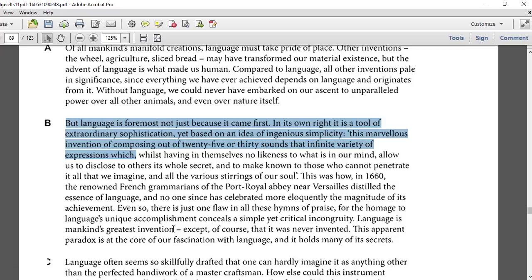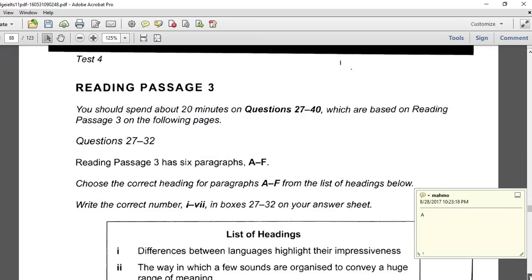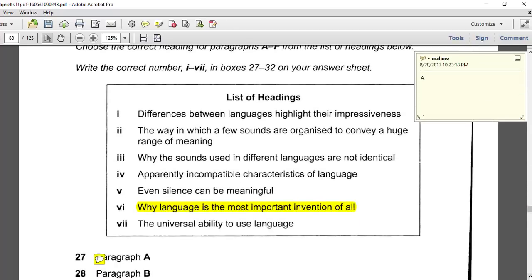Language is mankind's great invention. Okay, so basically, it's about how simple it is and how sophisticated it is. Differences between language highlights? No. The way in which few sounds? No. Why the sounds use different languages? No. Apparently incompatible characteristics? Yes. Incompatible characteristics, simplicity and sophistication. Even silence? No. The universal ability? Yes. It's definitely number 4. Okay.